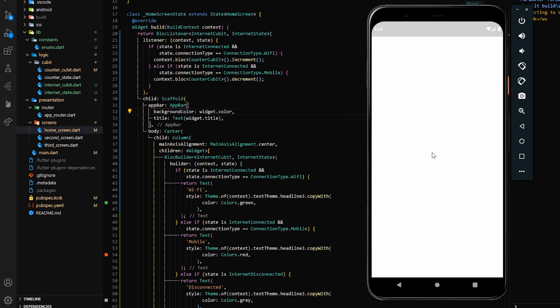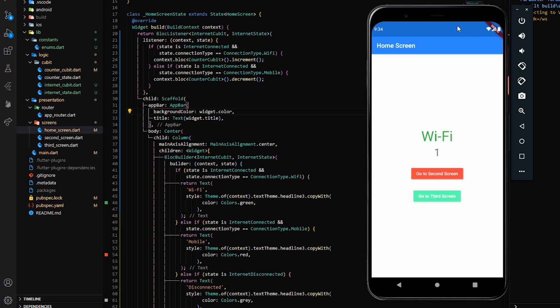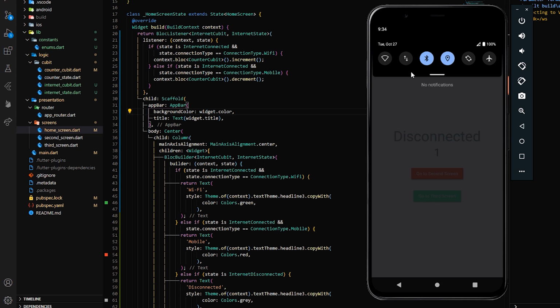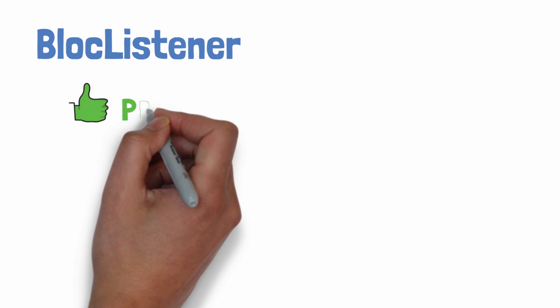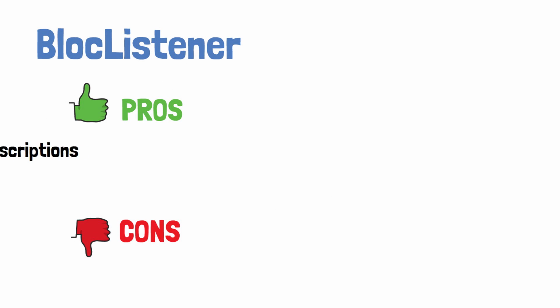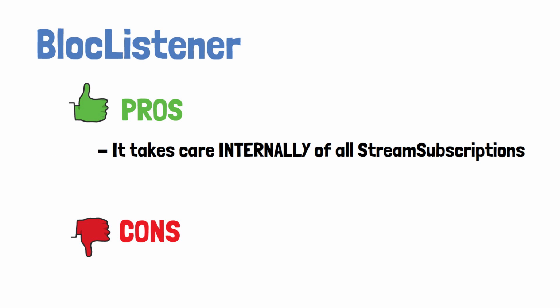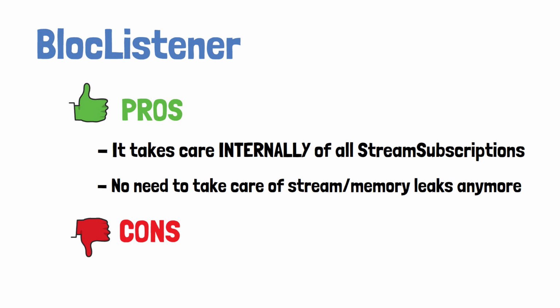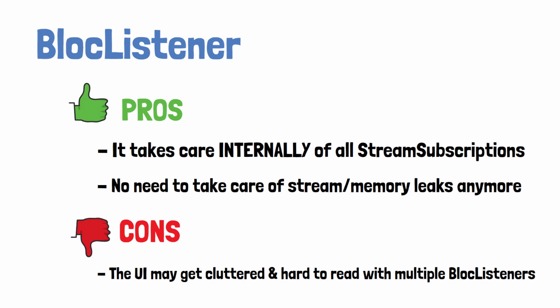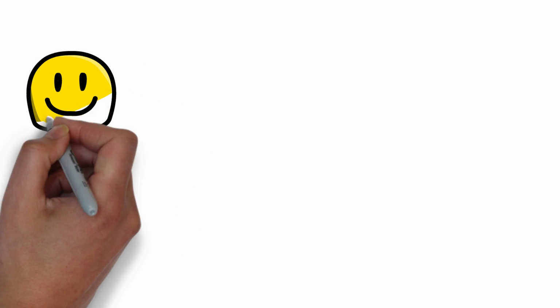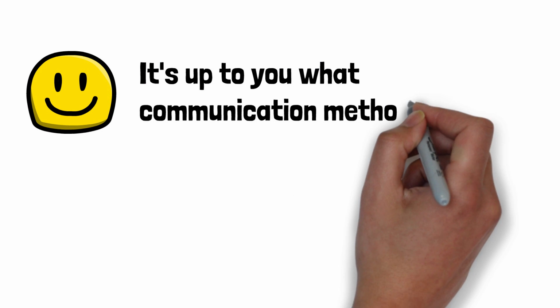Now, if we save and run the project, you will see that the application has exactly the same functionality as with the stream subscription method. So what about the pros and cons of this BlocListener approach compared to the stream subscription one? Inside BlocListener, the bloc library takes care internally of all its stream subscriptions, so you don't need to spend extra time verifying where they were created or closed in the first place. At the same time, adding BlocListeners inside your UI may also create some readability issues if you have a lot of them stacked one over another. So at the end of the day, it's up to you which method you'll be approaching more or less.